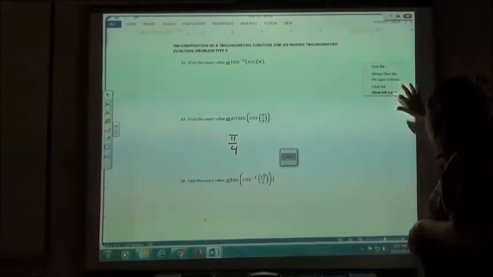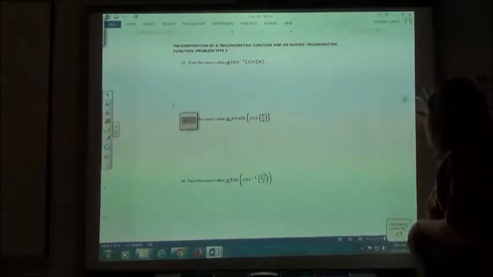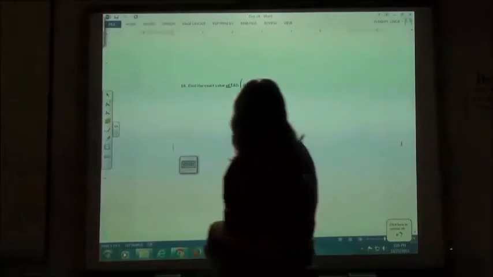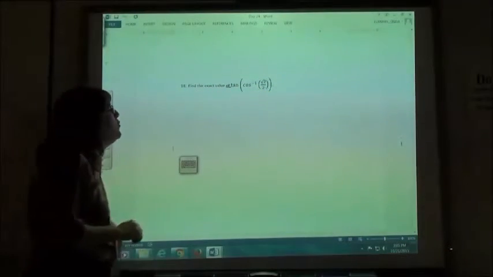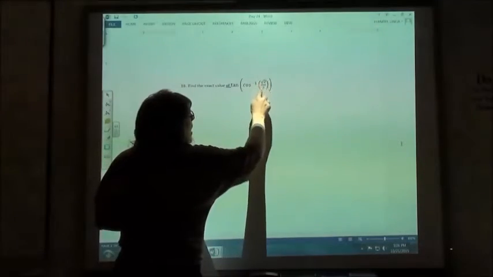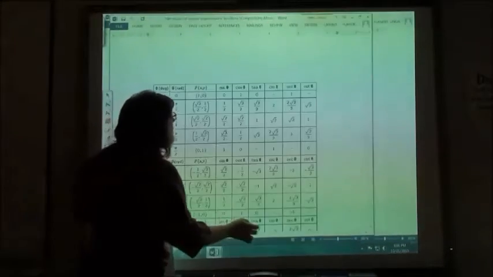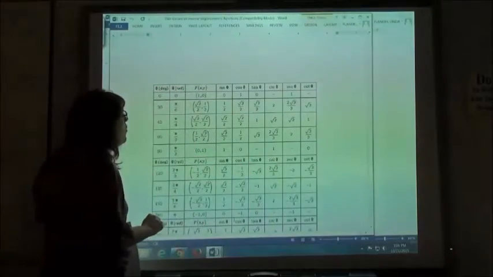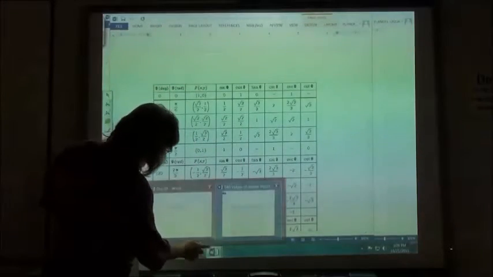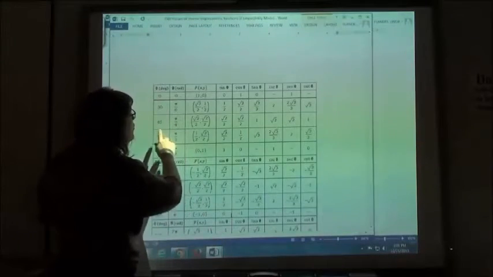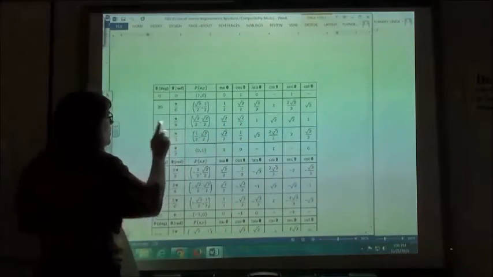And one last one there, number 18. If I move the board up to number 18, we are doing the inverse cosine of square root of 2 over 2. Again, this is positive, so we're looking in quadrant 1. So, square root of 2 over 2, it was positive. Let me look for sure. Yes, it was positive. Square root of 2 over 2 in quadrant 1 would be pi over 4.